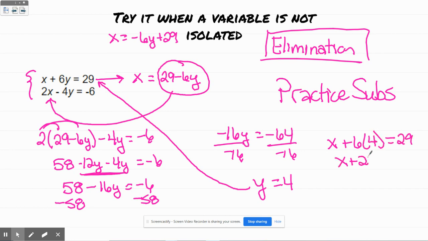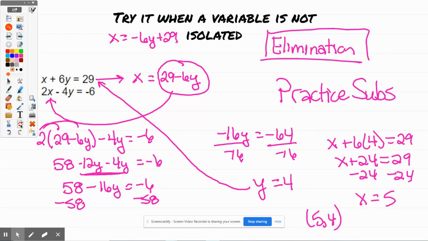X plus 24 equals 29. Some of you could see it, but if you just need to subtract to find the rest, x is going to equal 5. So the point (5, 4) is what satisfies both of those equations, and it will be the solution to that system.